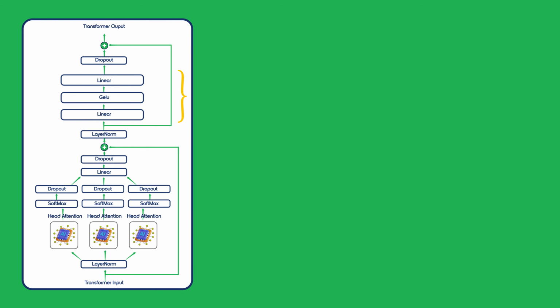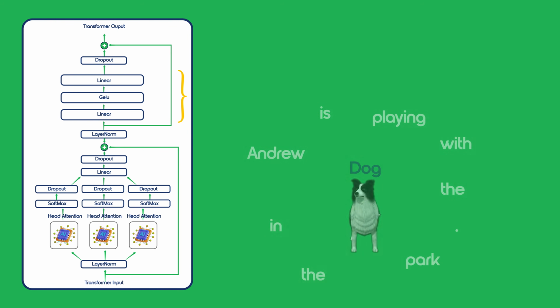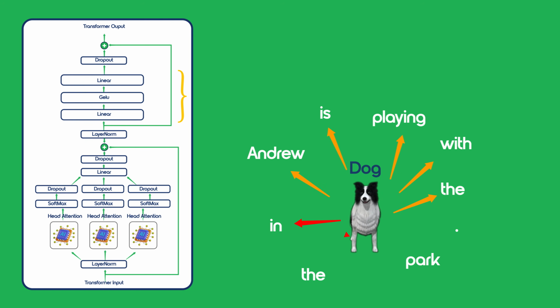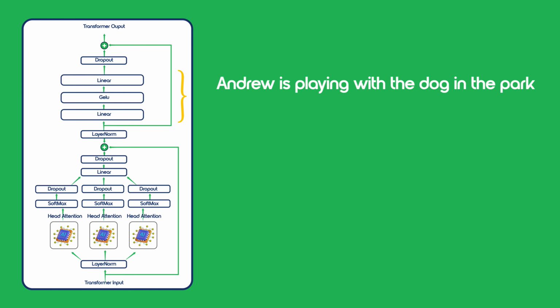What exactly does the feed-forward network do? The feed-forward network takes the vector of each word, already enriched with contextual information after attention, and processes it individually to refine and transform it into a higher level, more abstract meaning. In our sentence, "Andrew is playing with a dog in the park", when the model processes the token dog, it already knows from self-attention that Andrew and playing are important for understanding what the dog is doing.